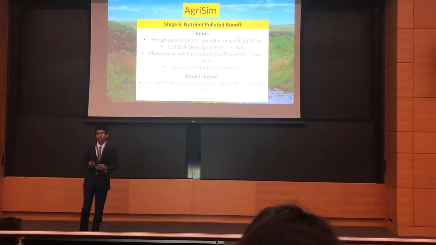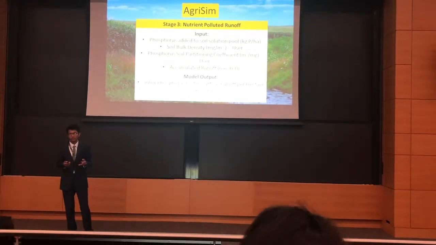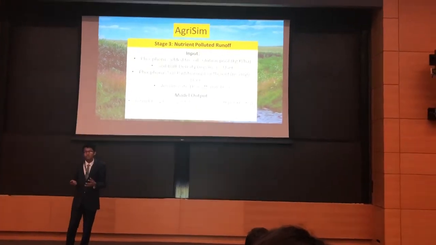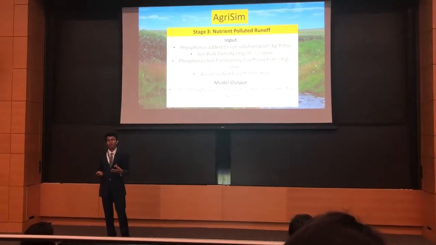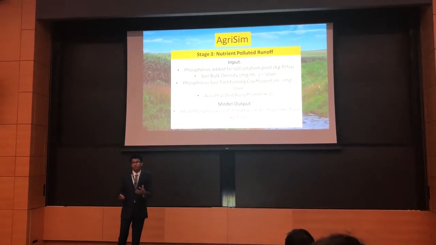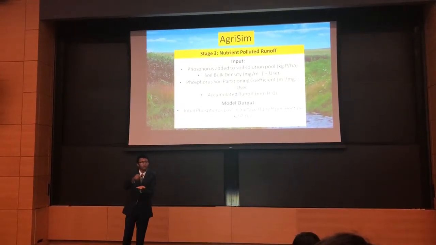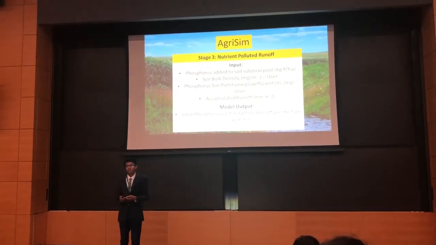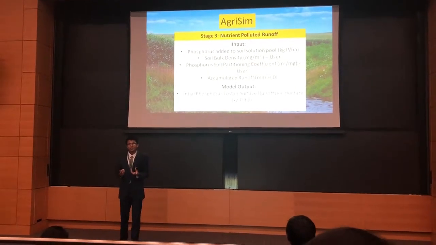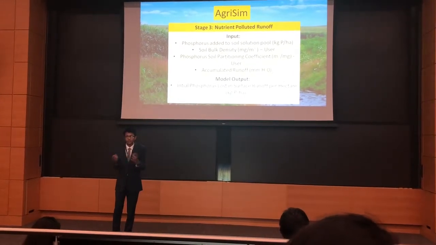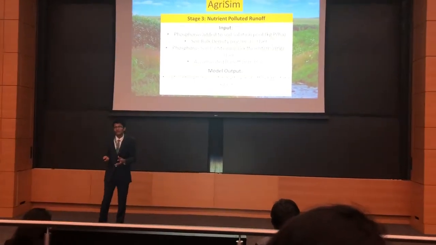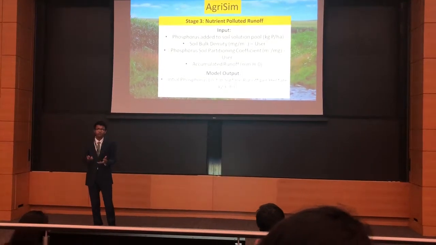In stage 3, farmers input these two particular numbers, so soil bulk density as well as phosphorus soil partition coefficient. And both these numbers basically help you further calculate how likely it is for phosphorus that was originally in your soil to detach and get caught into the runoff. Soil bulk density is just a measure of how compact your soil is, whereas the phosphorus soil partition coefficient is basically a measure of how fluid or how easy it is for phosphorus to get detached from soil particles. And so with these inputs, this model calculates how much phosphorus will initially be lost in your runoff.